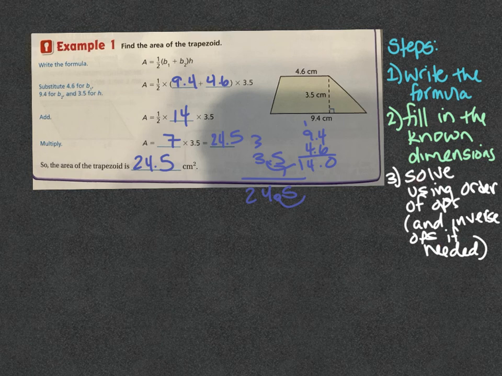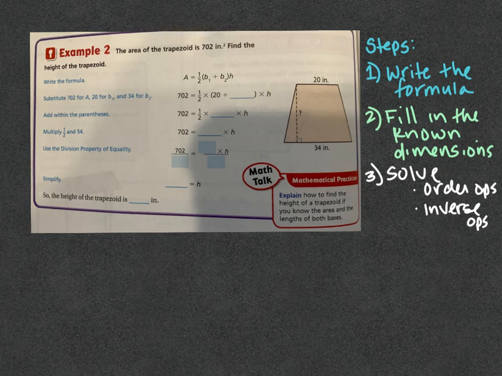Let's look at one example that requires us to use our inverse operations to isolate a variable. Let's look at how that happens. Okay, here's another example. We have the area of a trapezoid is 702 inches squared. Find the height of the trapezoid. We'll write the formula, fill in the known dimensions, and solve using order of operations and, if needed, inverse operations to isolate a variable. So this time we weren't told the height, so that's problematic, but they did tell us the area, so I'm okay, I guess.